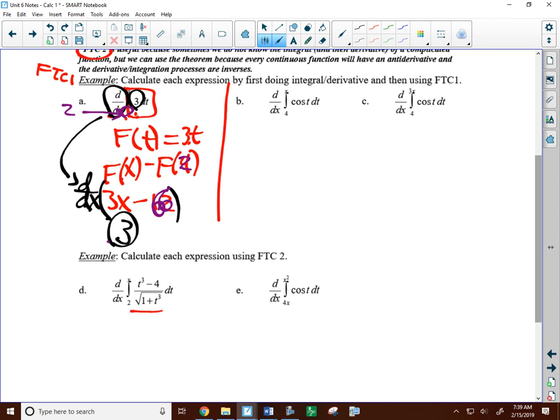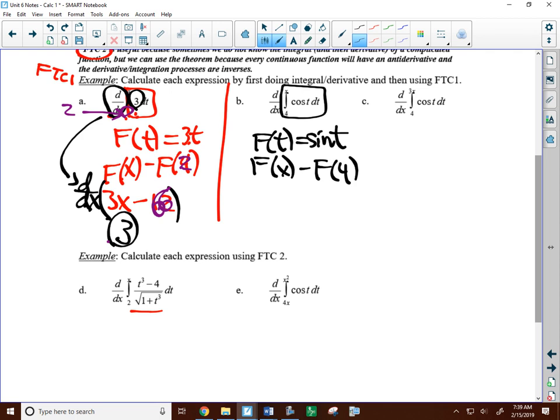So let's try another one where, this time, you'll see it's going to be the same thing but with x plugged in. So let's do b. I'm just going to do the inside part first. So I'll do an antiderivative, with respect to t, of cosine t. So that's sine t. Then I'm doing f of b minus f of a, so it's f of x minus f of 4. Or again, any number, wouldn't matter.